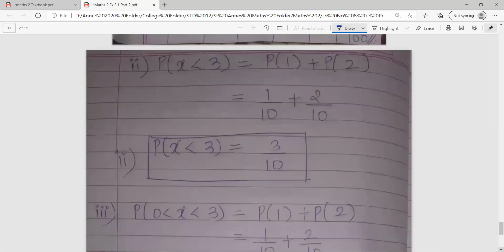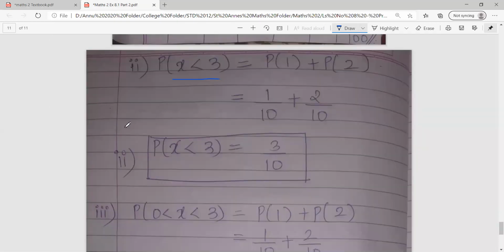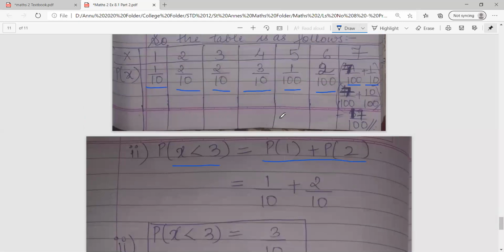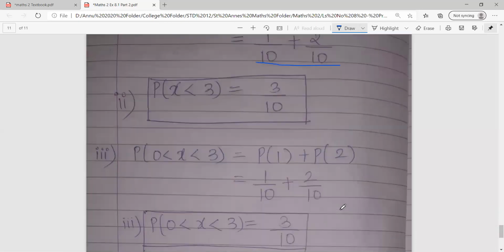Now they are telling you to find out p x less than 3. So if we see in the table class, the values should be less than 3. There are only two values, 1 and 2. So what I'll do is I'll add both the probabilities together. So as you can see, I've written p of 1 plus p of 2. So the values above which we calculated in the table just now, 1 upon 10 plus 2 upon 10. As the denominators are same, I can add and write 3 by 10.